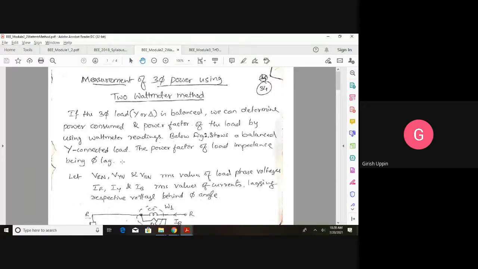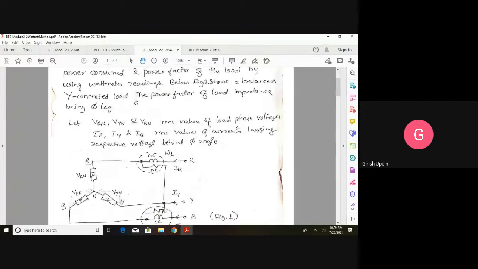Okay, so measurement of three phase power, one method is what? I can use 3 wattmeters, connect 1 wattmeter in each of the phases, and I measure the power. The other way is using 2 wattmeters. Just using the 2 wattmeters I can measure the 3 phase power.